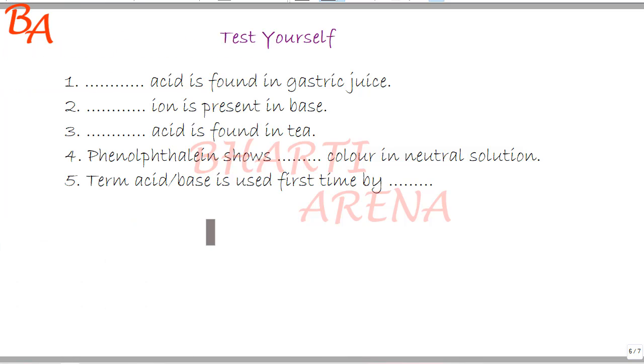Now it's time to test yourself. Few questions are given here from the lecture. First is, dash acid is found in gastric juice. Second, dash ion is present in base. Third, dash acid is found in tea. Fourth, phenolphthalein shows dash color in neutral solution. Fifth, term acid or base is used first time by dash.